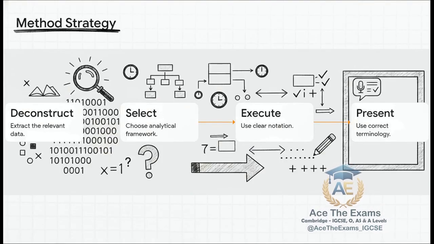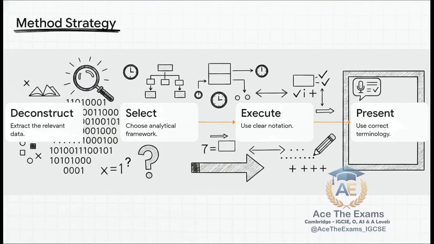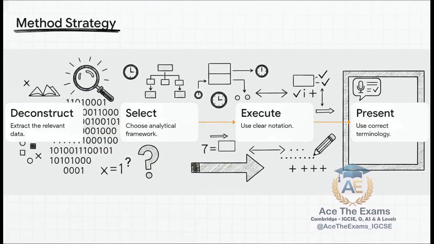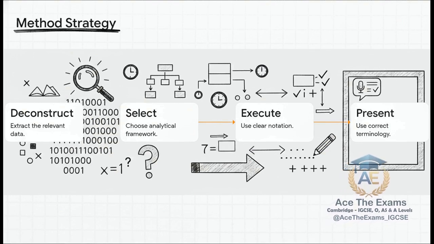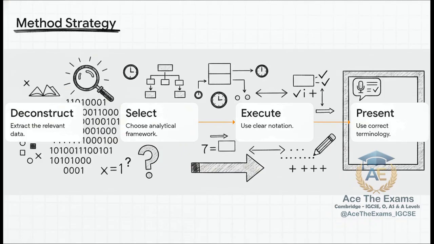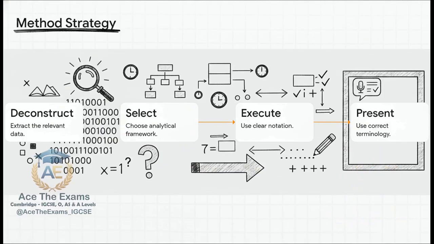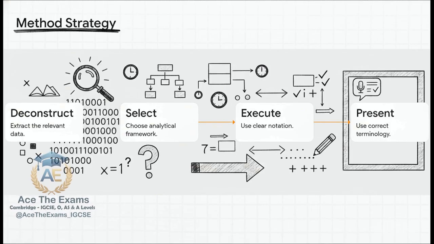All right, now let's look at our standardized procedural sequence. This is what guarantees you those method marks. Step 1, deconstruct the question to find that command word. Step 2, extract the relevant data. Pull out that starting binary representation. Step 3, select the analytical framework. This means deciding if you're looking at time complexity, space complexity, or raw output.